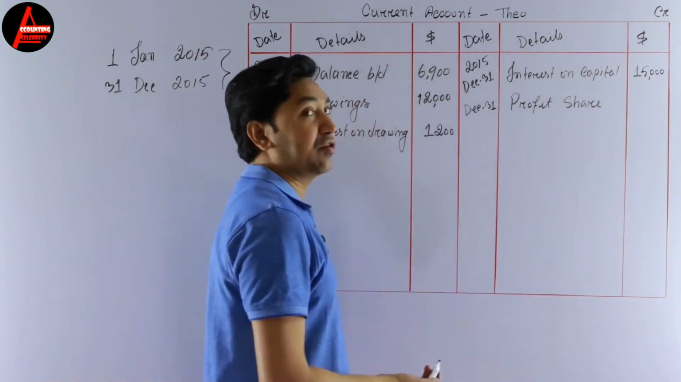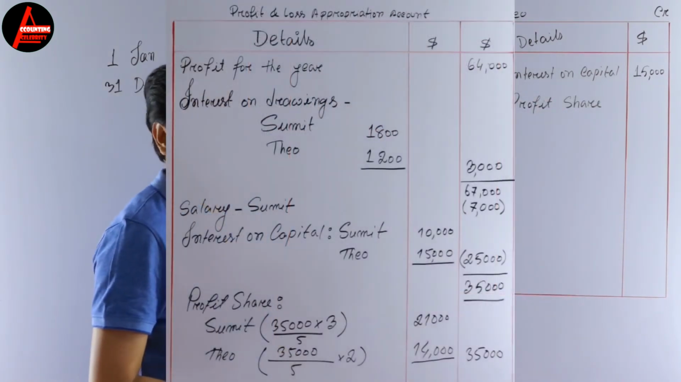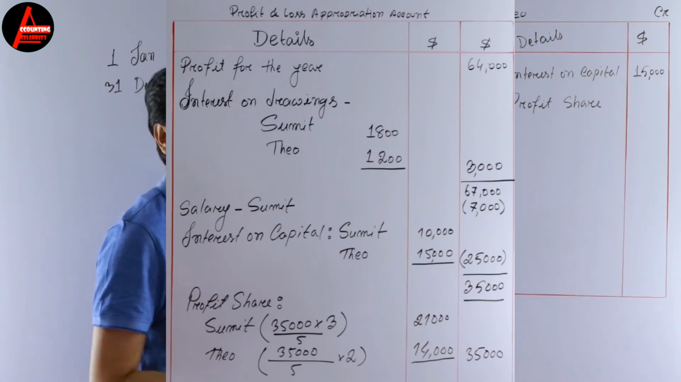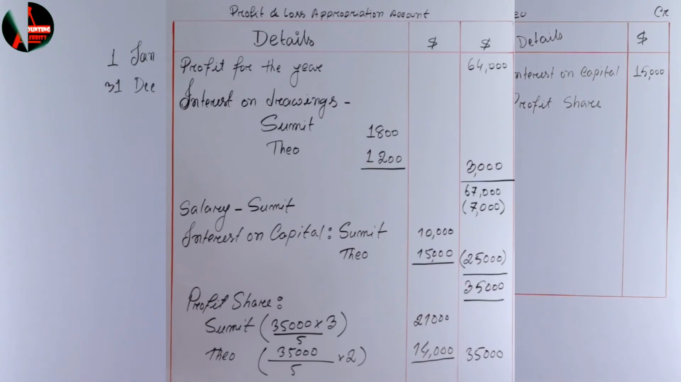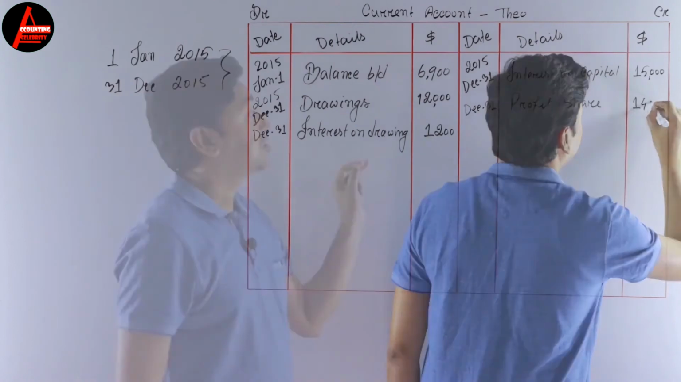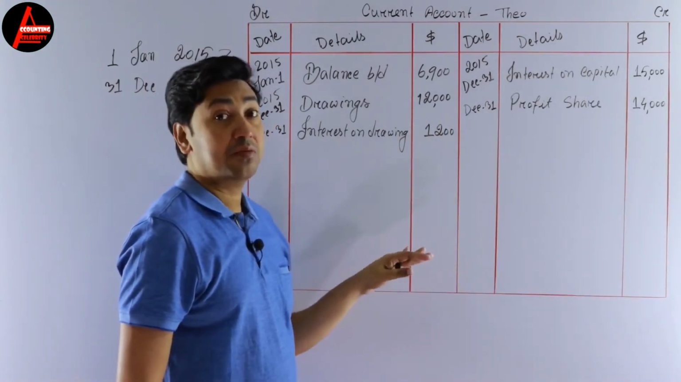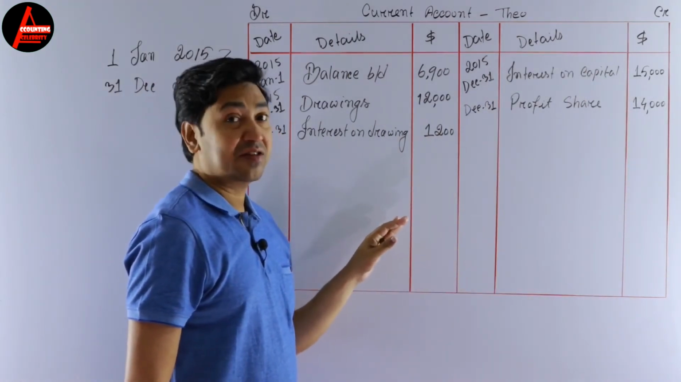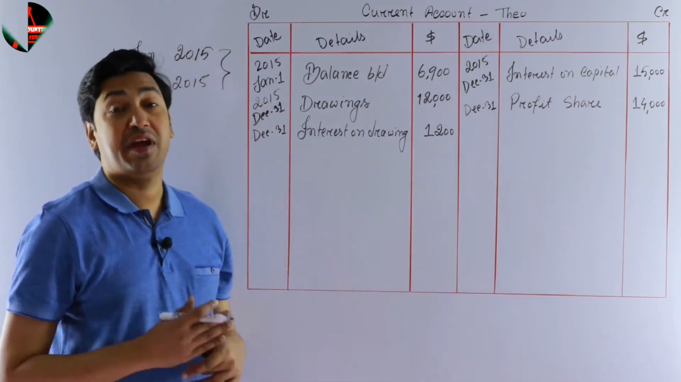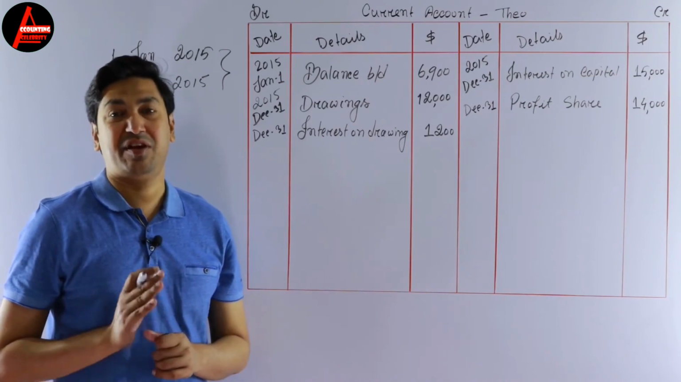So now we have to look at the profit and loss appropriation account. There we calculated the profit share. Sumit got $21,000 and Dio got $14,000. So let us write here $14,000. So these are the basic items you have in the partner's current account. If you can remember these items, it will be much easier for you to prepare any kind of current account given in a question.